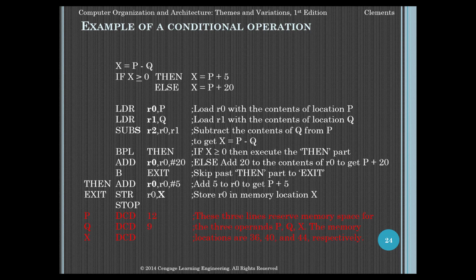So we can see here, this is where the branching took place. This is where the test is, in that BPL then. And then this step right here, this is an unconditional branch. So we want to make sure that we don't fall into an instruction that we don't want when we're doing branches like this.